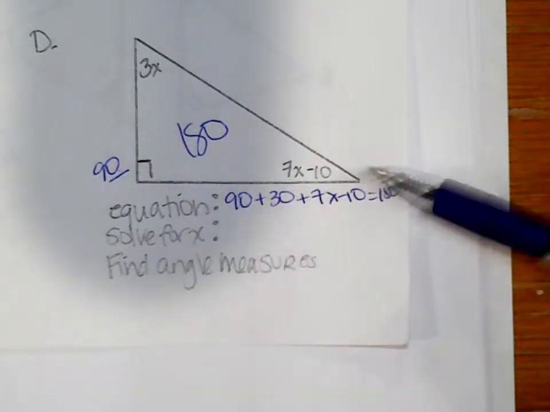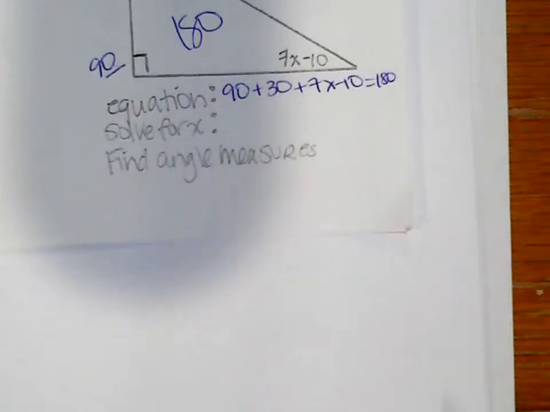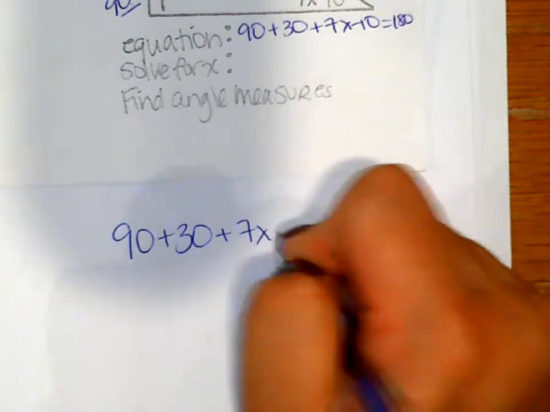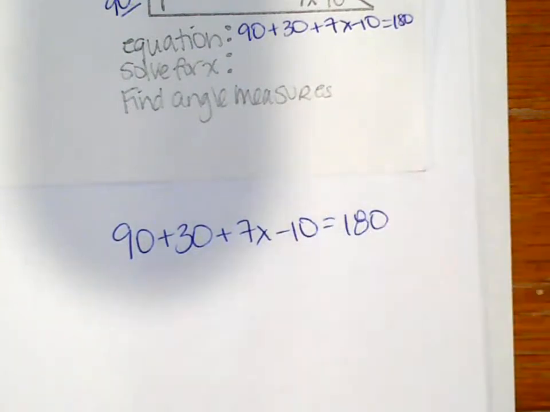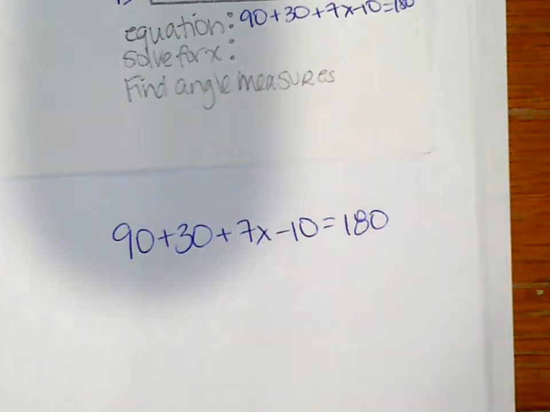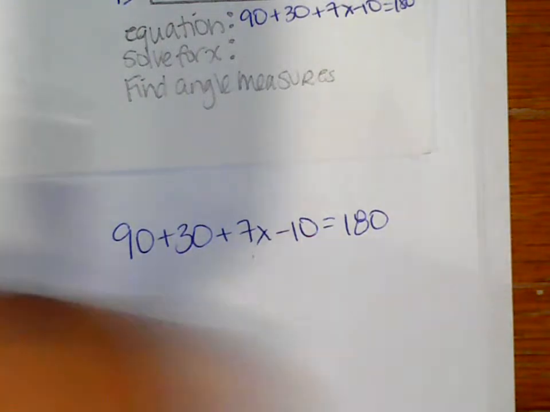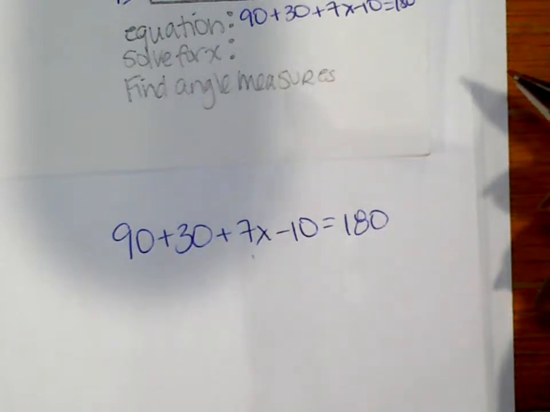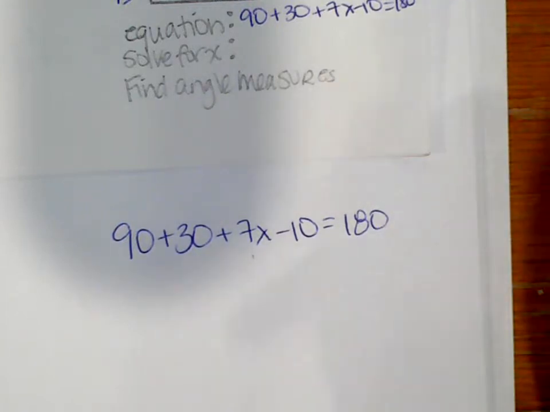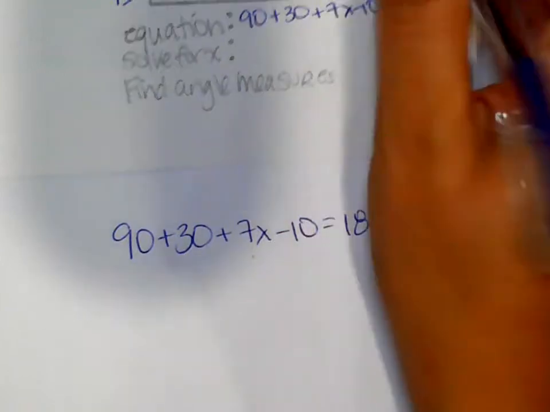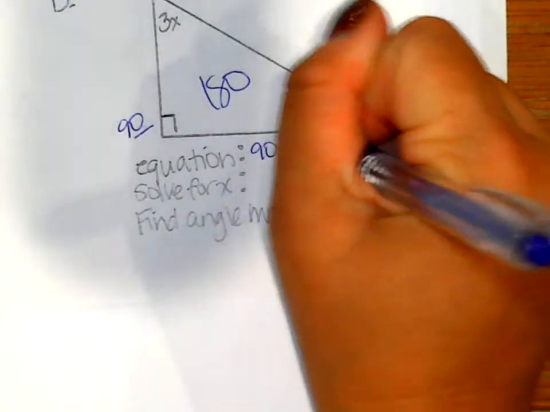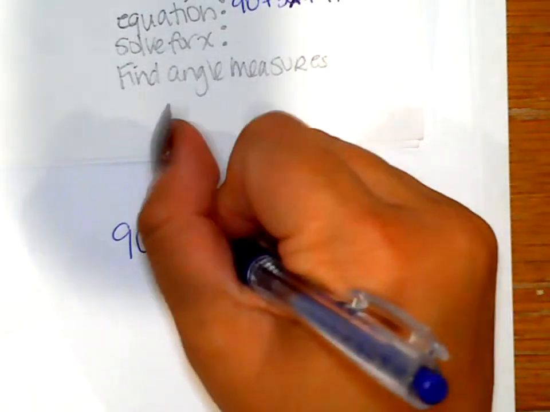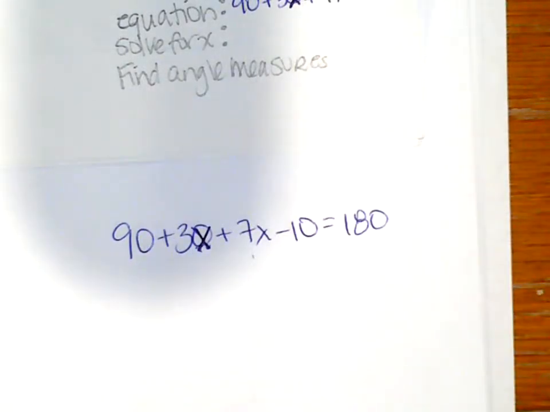Now I'm going to solve for x. So I'm going to move this to my other paper real quick so you guys can see. So it's 90 plus 3x plus 7x minus 10 equals 180. All right. Again, I'm going to combine like terms. This guy's here by himself. Why 30? Sorry, I read it wrong. That's 3x. My bad. Let me fix that. Thank you so much for catching that. That should be 3x. Okay.